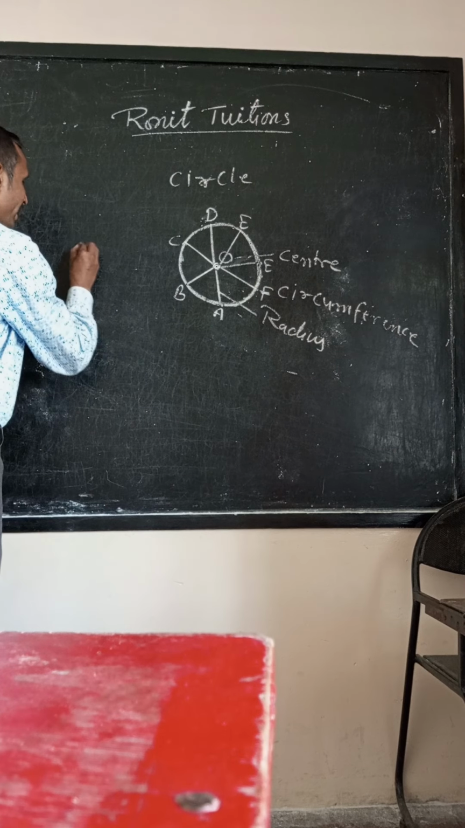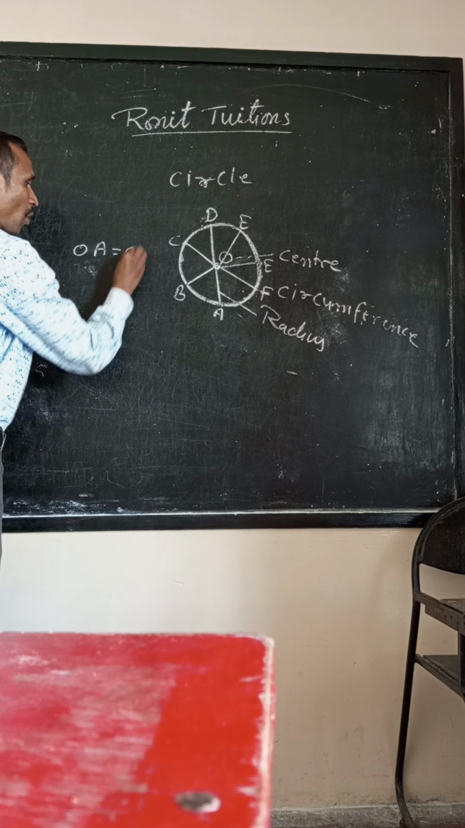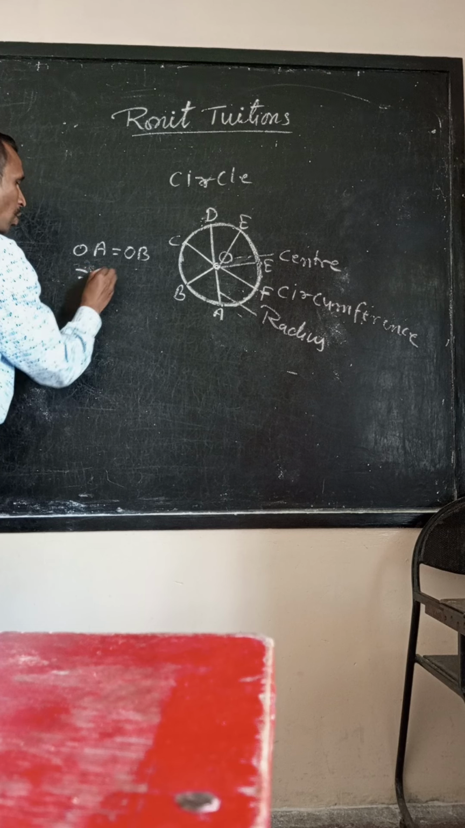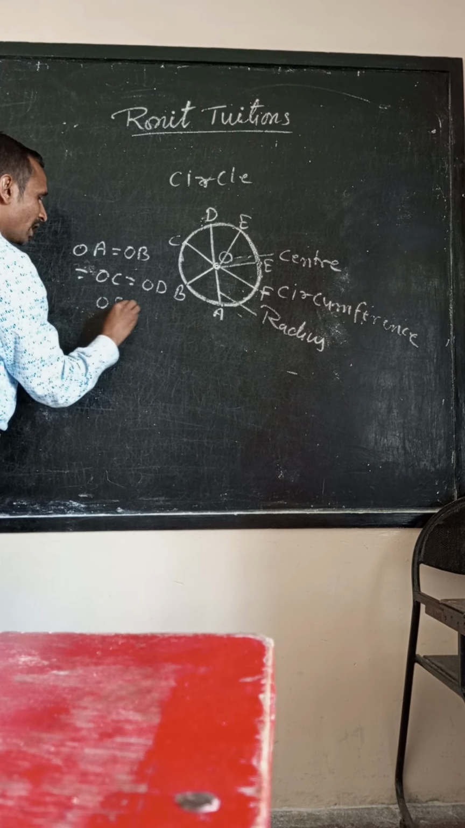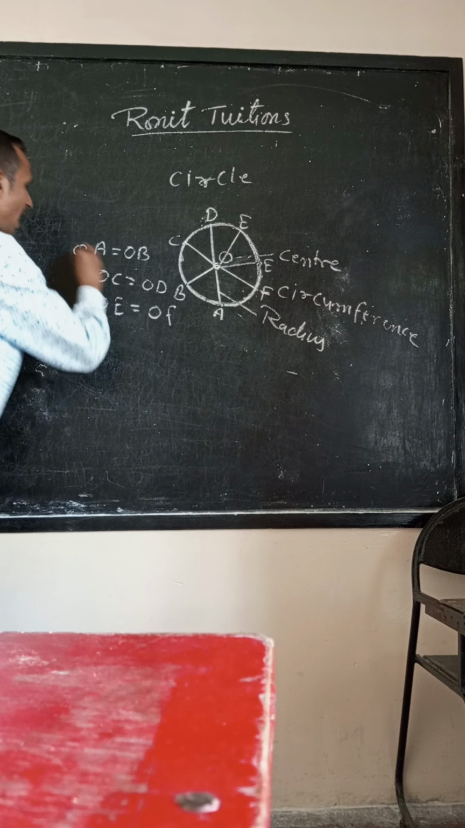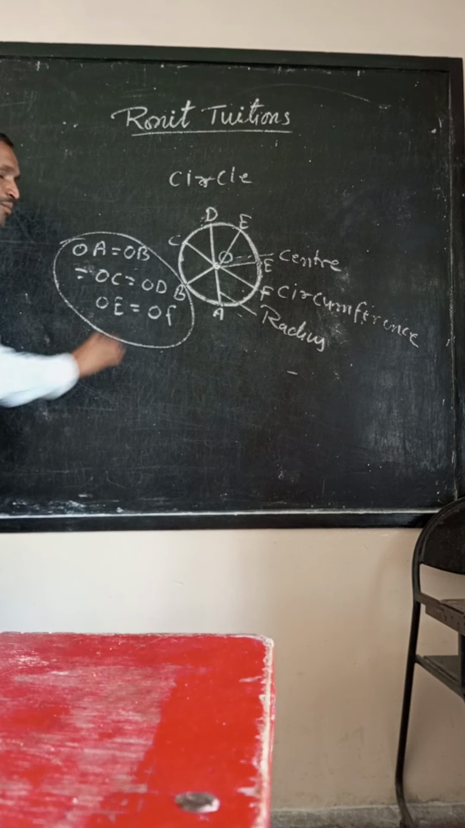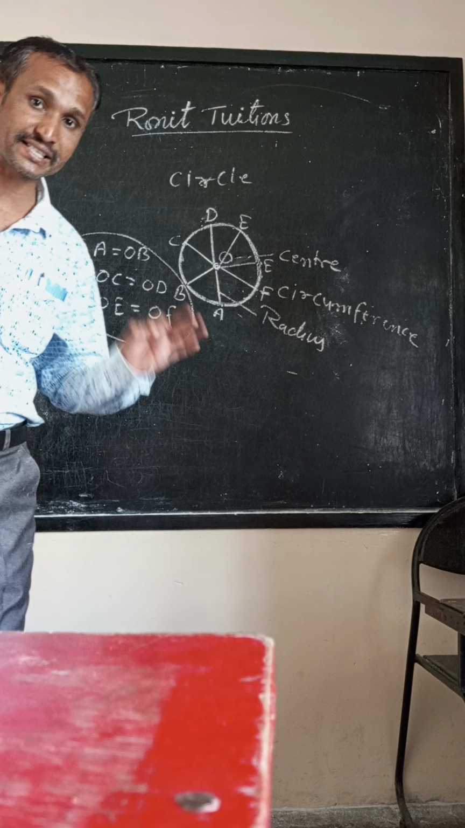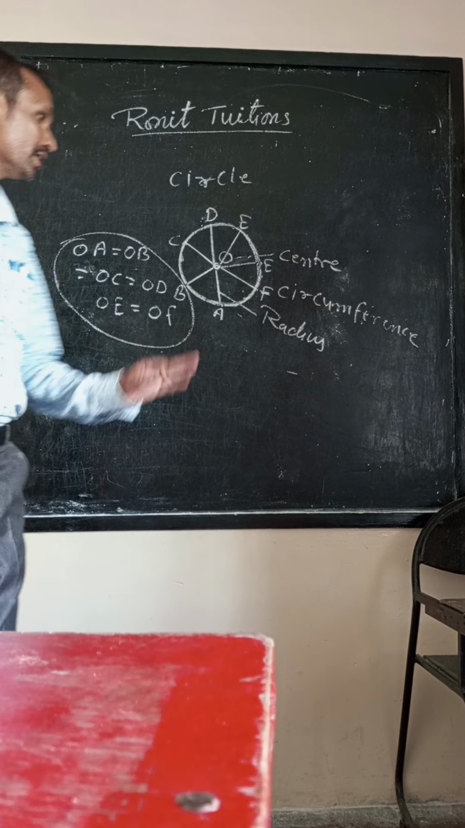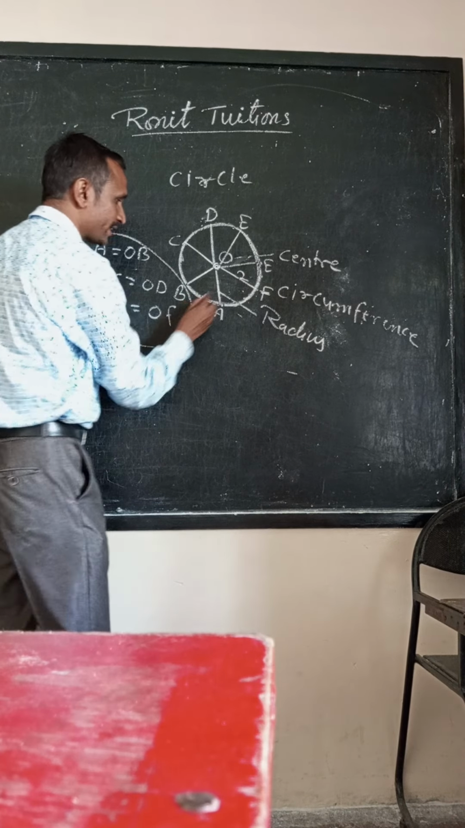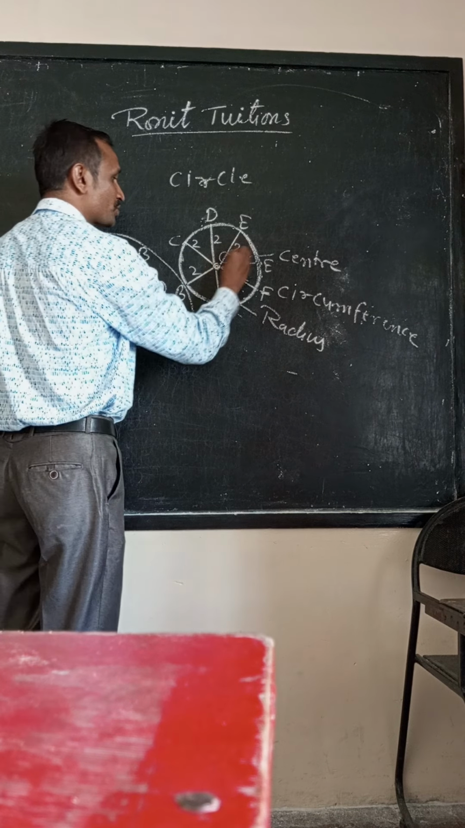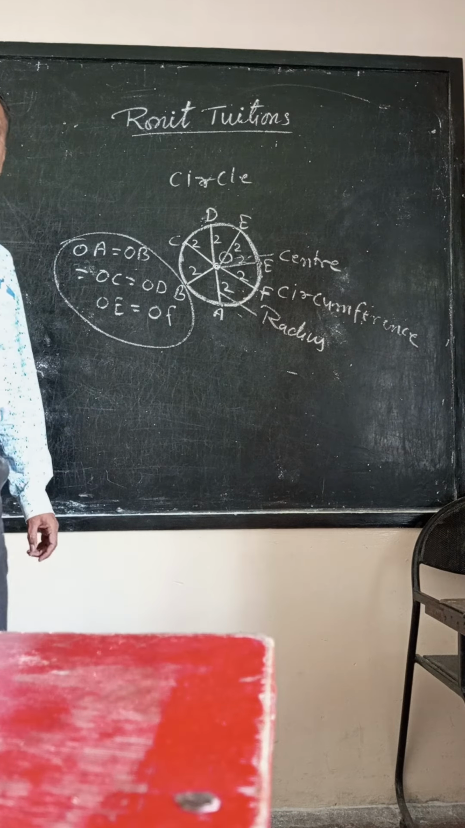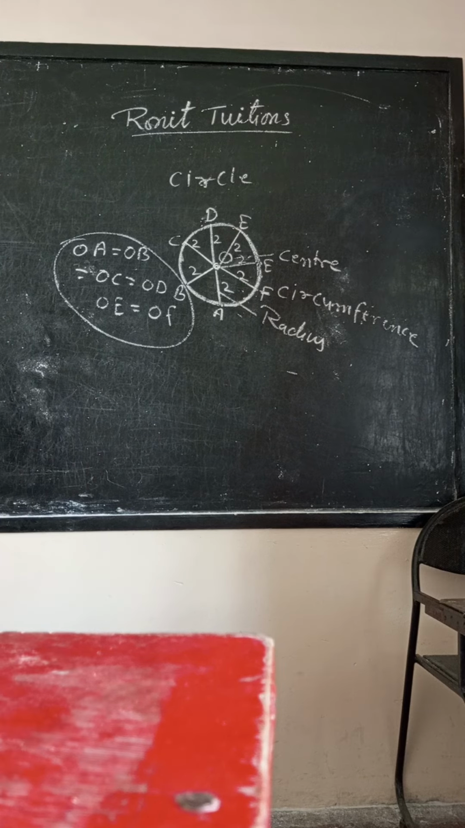So here OA is equal to OB is equal to OC is equal to OD is equal to OE is equal to OF. These are all radii, meaning all radii of a circle are the same. Suppose this is 2 centimeter, then this also is 2 centimeter, and so on. The radius of the same circle is always equal in length.